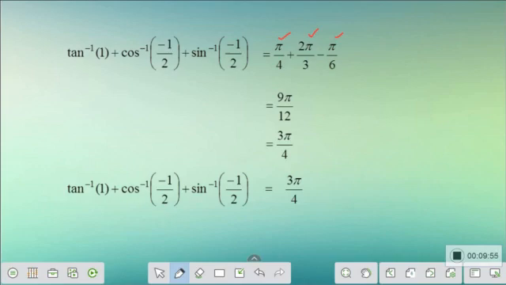Now the only thing left is the simplification, for which I have to find the LCM. The LCM of 4, 3 and 6 is 12. I can write it as 3 pi plus 4 into 2, that is 8 pi, minus 6 into 2, so here we have 2 pi, the whole divided by 12, which gives me 9 pi by 12, and that is simplified to 3 pi by 4. So this means that the given expression, tan inverse of 1 plus cos inverse of minus 1 by 2 plus sin inverse of minus 1 by 2, takes the value 3 pi by 4.